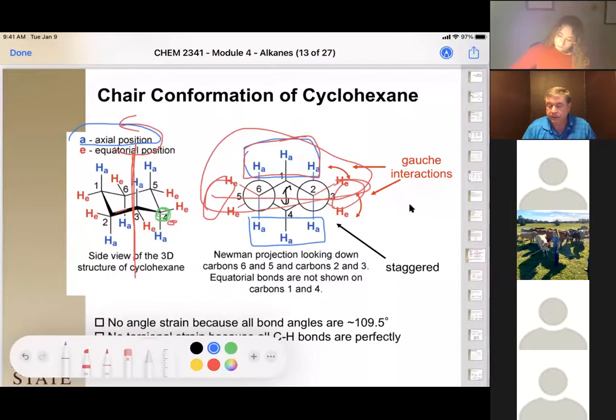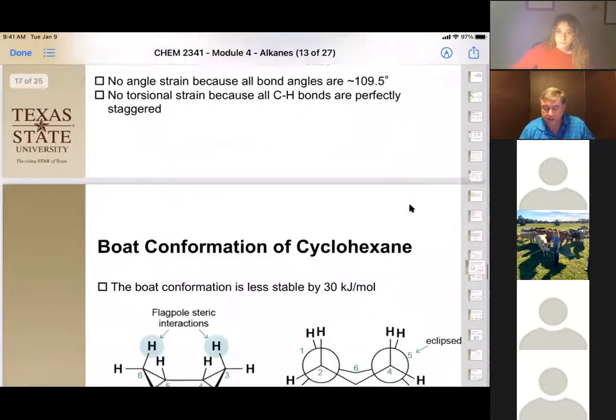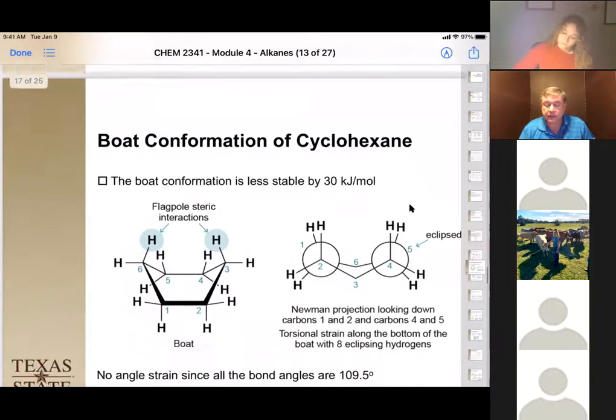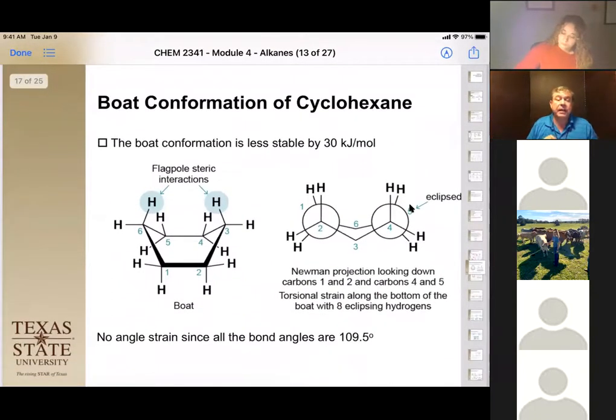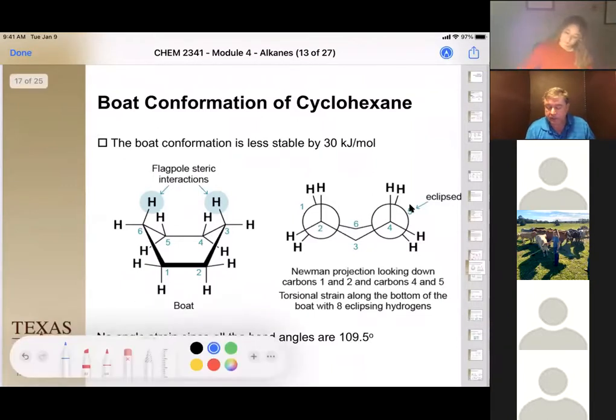Okay, let's do that and that. All right, so let's look at that in the boat configuration. And it's, of course, less stable, but let me show you why. When we draw our Newman projection for this, again, we're going to draw it down.